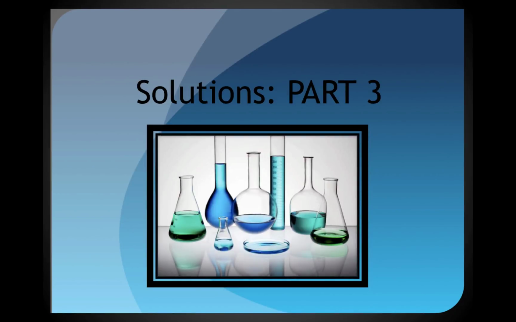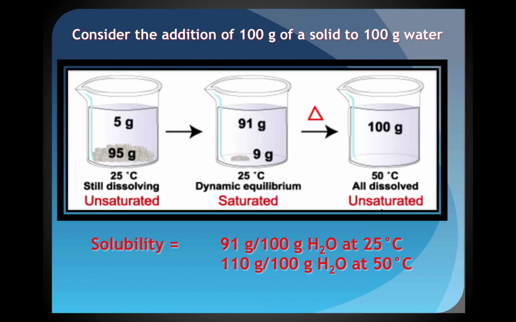Solutions, Part 3. Let's consider this example. Consider the addition of 100 grams of solid to 100 grams of water. Now the solubility of this solid is 91 grams in 100 grams of water at 25 degrees, and like all solids, its solubility goes up to 110 grams in 100 grams of water at 50 degrees.